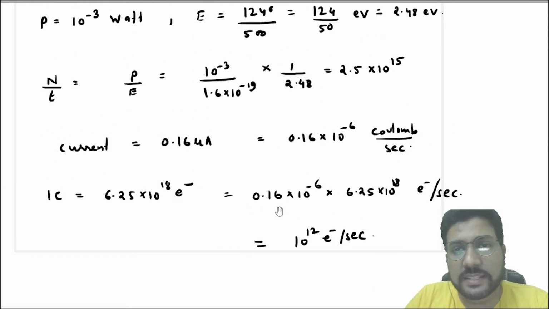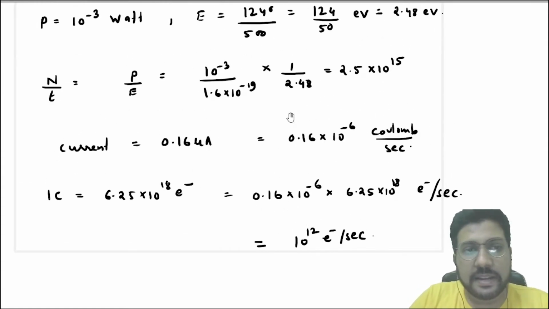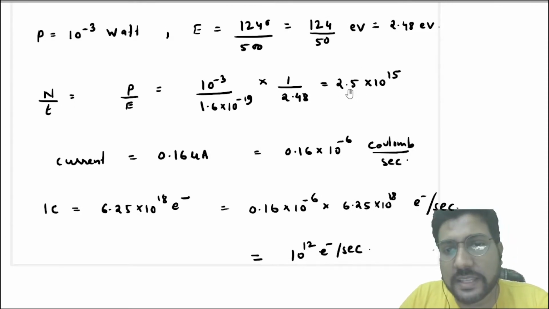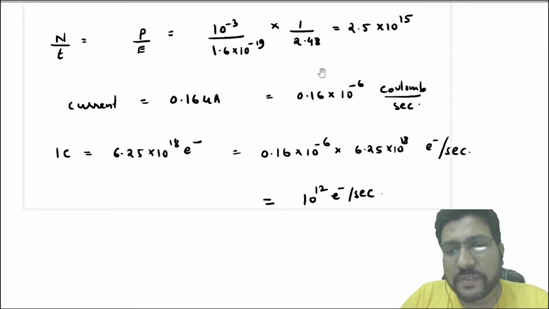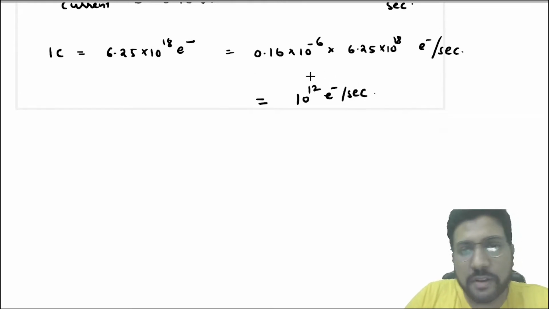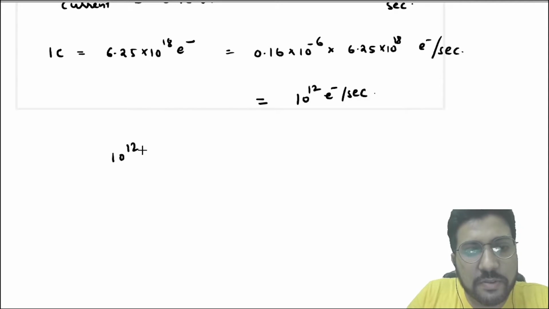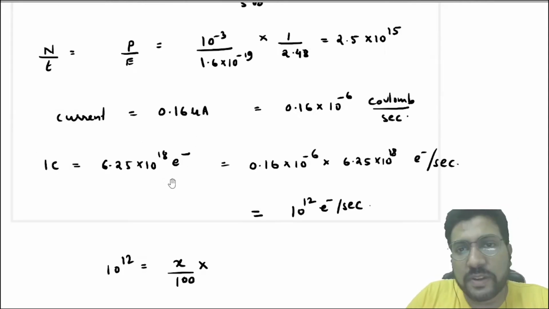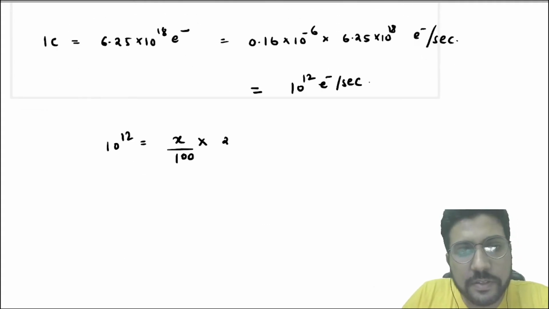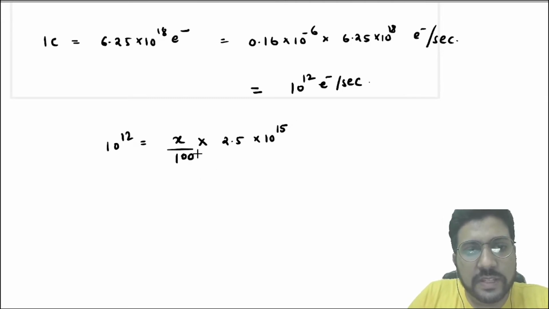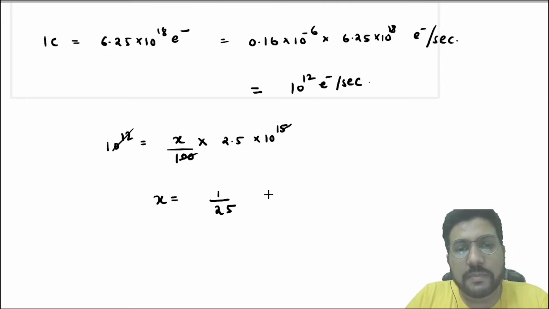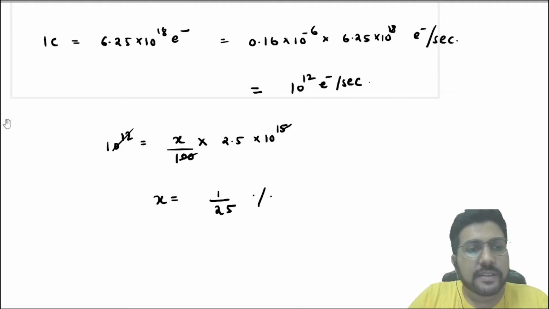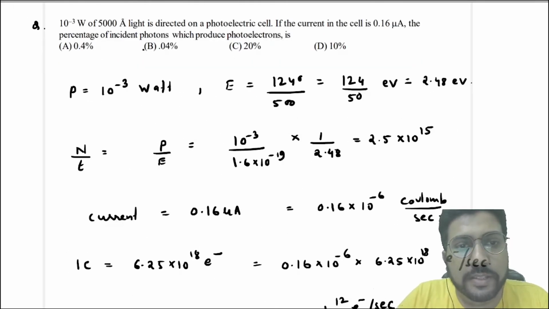So the current is 10 raised to power 12 electrons per second, but the number of photons striking is 2.5 into 10 raised to power 15 per second. So the number of photoelectrons ejected per second is 10 raised to power 12. So you will say 10 raised to power 12 is equal to x by 100 multiplied by 2.5 into 10 raised to the power 15. From this you will get x is equal to 1 by 25 percent, so the answer will be 0.04%.